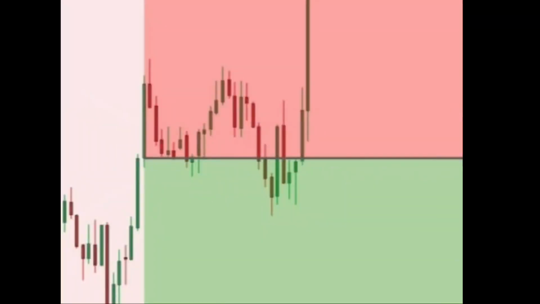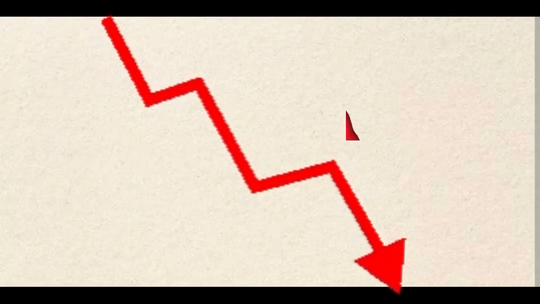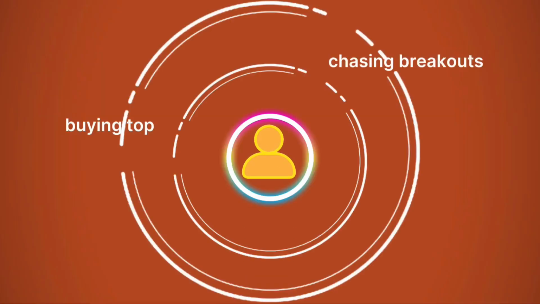Most traders don't lose because they have a bad strategy. They lose because they trade without understanding what the market is really doing. And if you keep making the same mistakes, your trading account won't survive for long. Chasing breakouts, buying tops, selling bottoms, and becoming the liquidity is the major common issue in retail trading.